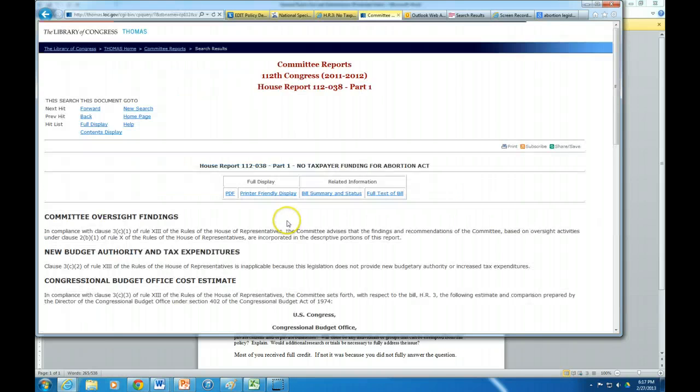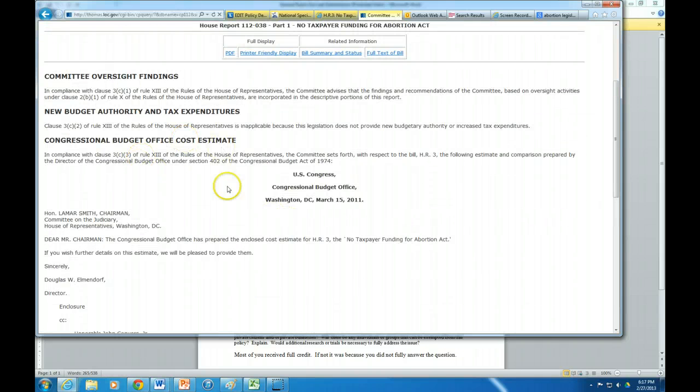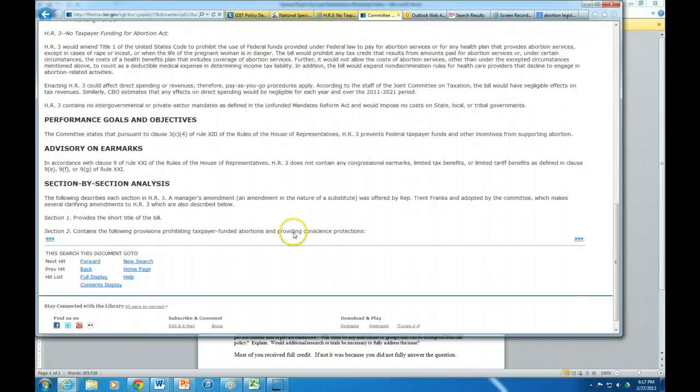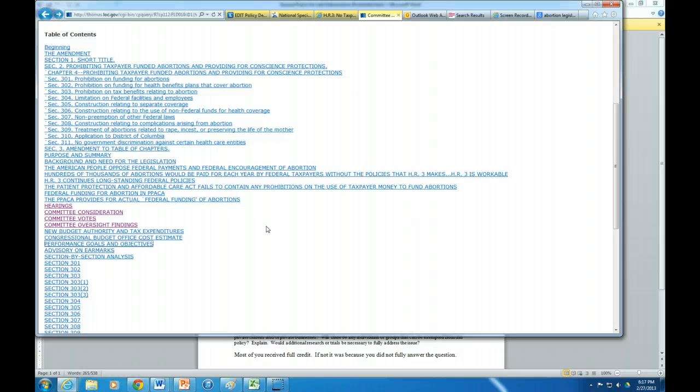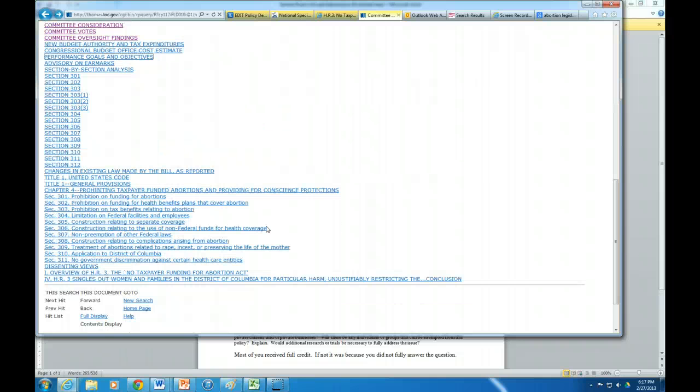And of course, they have to give a budget office estimate, like how much it's going to cost, all that sort of stuff. So I think this stuff is going to be helpful to you. You have to look at it, but that's the reason why we want you to do that.